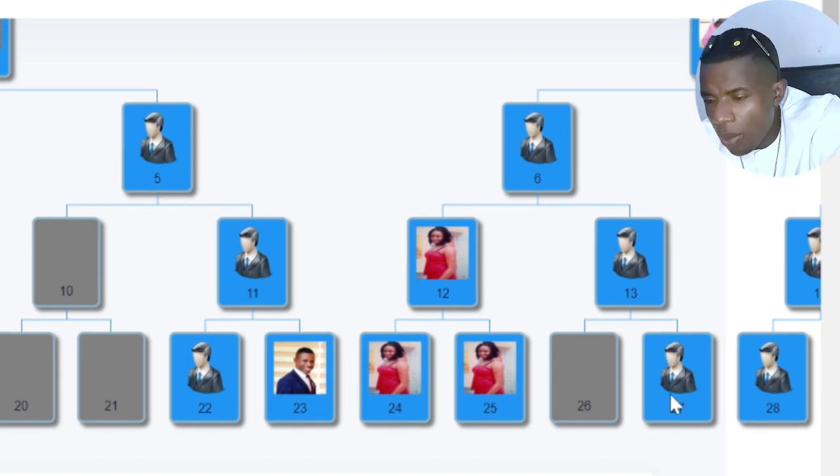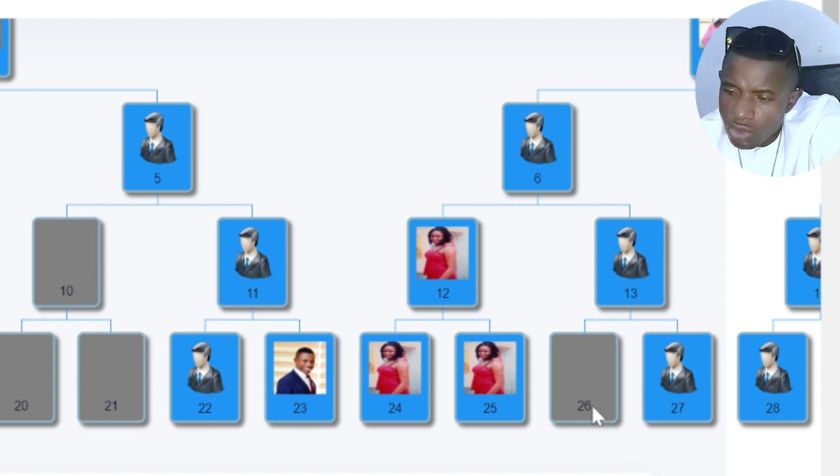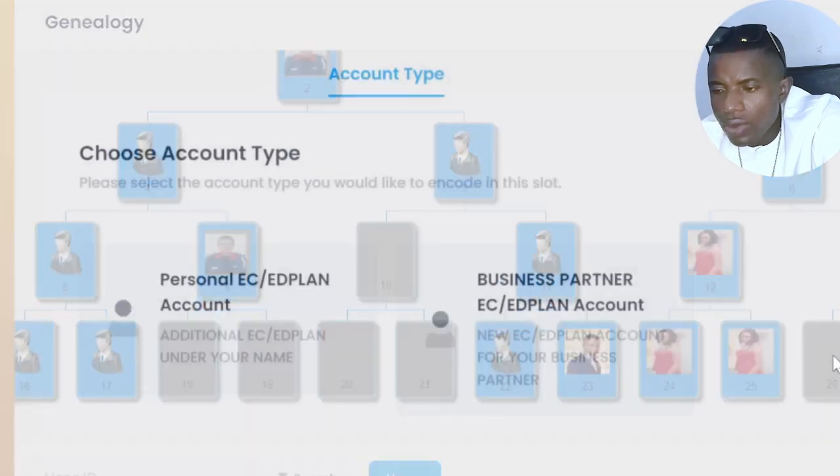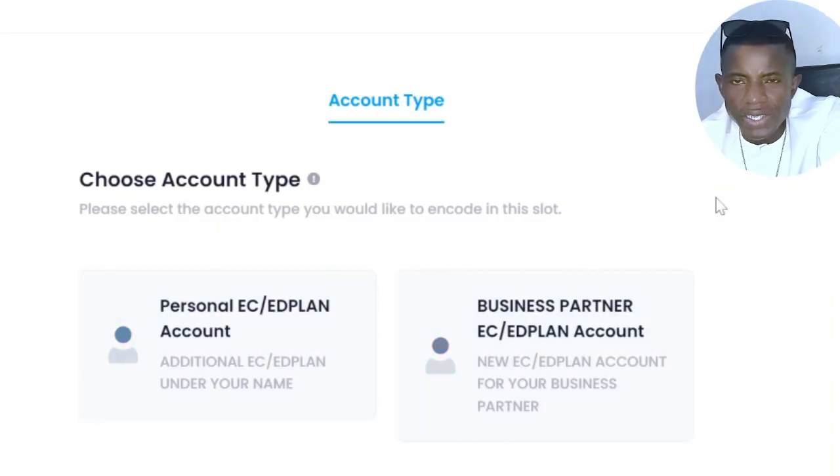Just come to number 13. Number 27 is under 13, and number 26 is under 13. So 27 has been consumed already; someone else has used it. I want to add this account under 26, which is free. So double tap 26, and it is going to open this place like this.